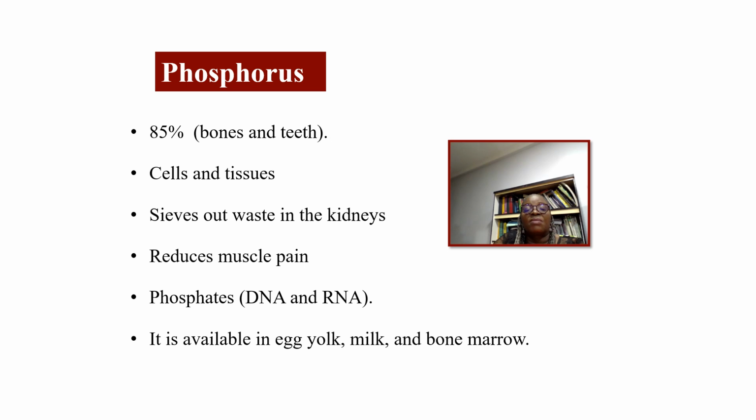Phosphorus is a fundamental constituent of animal and plant matter. Phosphate groups are constituents of nucleic acids, that is DNA and RNA. Around 60% of bones and teeth are made out of phosphates. Phosphoproteins are available in egg yolk, milk, and bone marrow, and we know that these are very important food for the body.